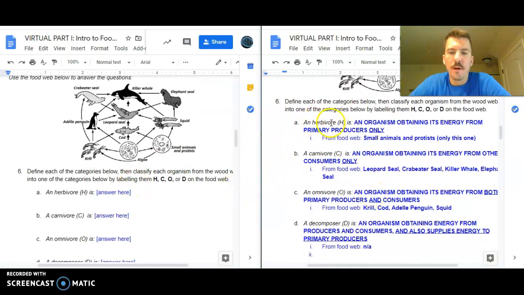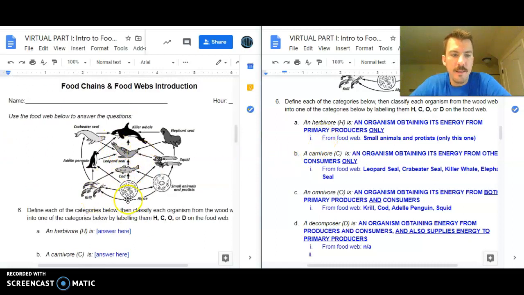An herbivore is an organism obtaining its energy from only the primary producers. And there's only one organism in this food web that does that, and that would be the small animals and protists. Because this is the only organism that has energy coming to it only from the algae.